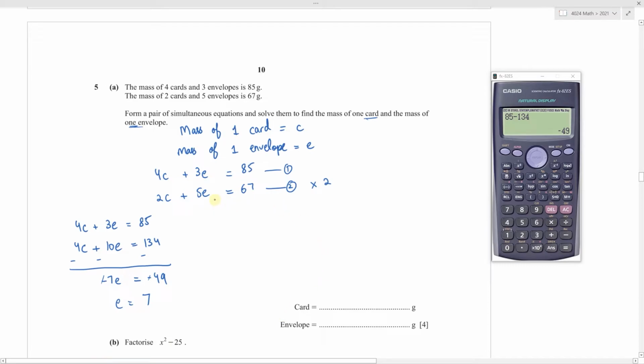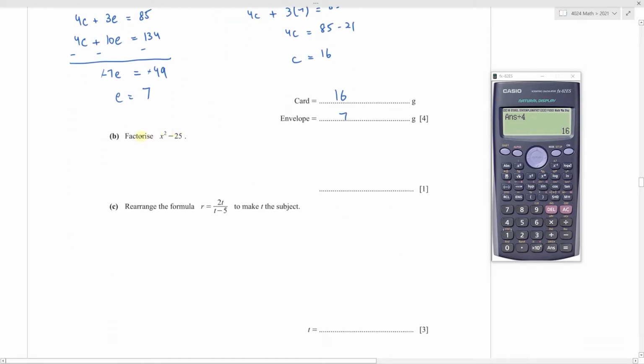And then I'll substitute E. Let's substitute it here in the first equation. So 4C plus 3E, E is 7 now, equals to 85. 4C will be 85 minus 21. So 85 minus 21 and then divided by 4. So this is 16. So your mass of one card is 16 gram and one envelope is 7 grams.